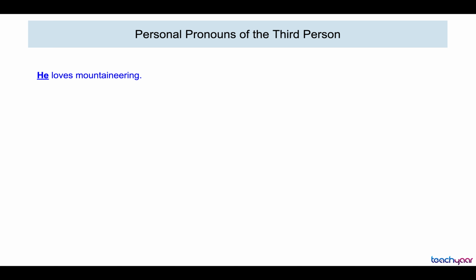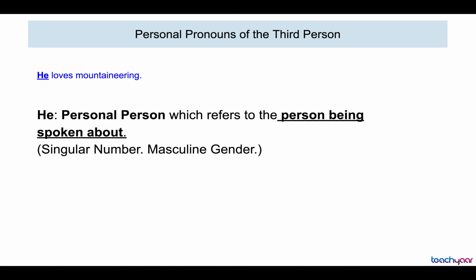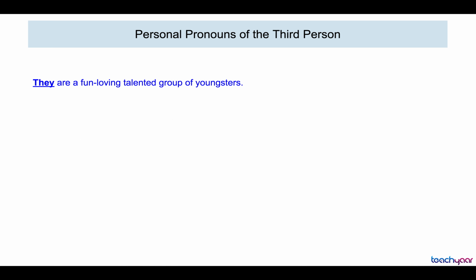He loves mountaineering. Now again it is only one person, so it is singular. But then it is masculine gender, so you have used he. So it is again a person being spoken about. They are a fun-loving, talented group of youngsters.